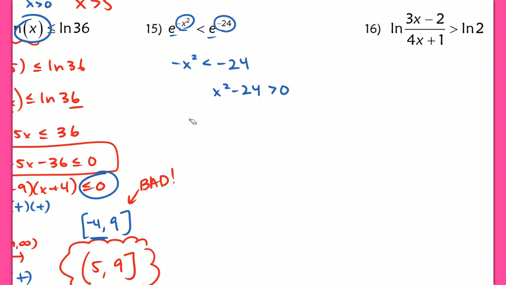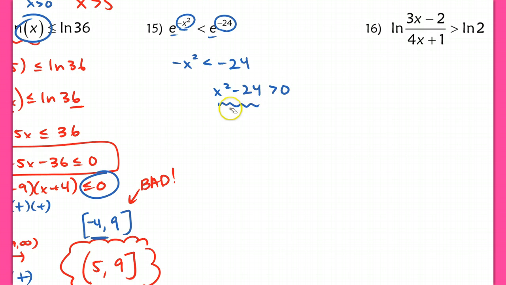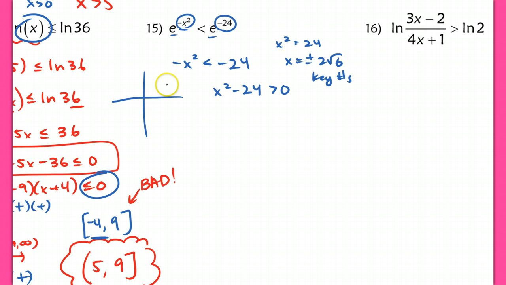Now, when I solve this, you need to figure out where your two key points are. And to figure out your key points, you have to solve this quadratic here. Now, the quickest way to solve that quadratic is to set them equal to each other and to find that x is equal to positive or negative 2√6. So these are your key numbers. And I'm going to do that using the trick that I just showed you before. This is a parabola that's been shifted down 24 units like that, and it has two real intercepts, one at 2√6 and one at -2√6.